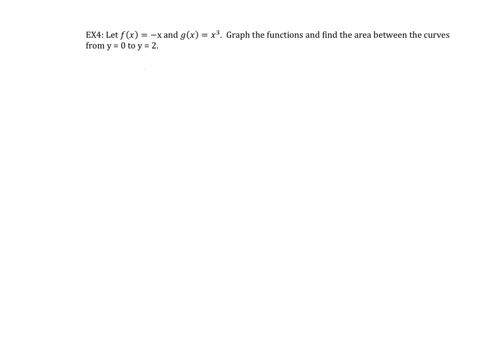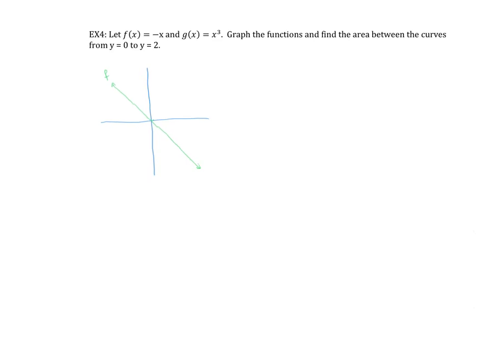But let's go ahead and look at the graph. I'll do the -x first. So -x is just a diagonal line. So this is my f. And then maybe I'll use red for g. So that would be x to the third. And this would be my g.